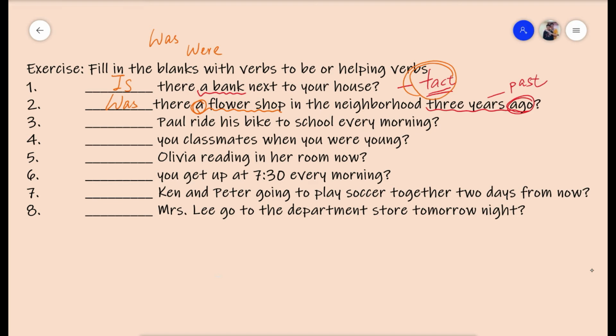Okay. Now number 3, again, let's look for the time marker. The time marker, every morning when you see this, you know this is a person's habit, so we have to use the present simple tense.